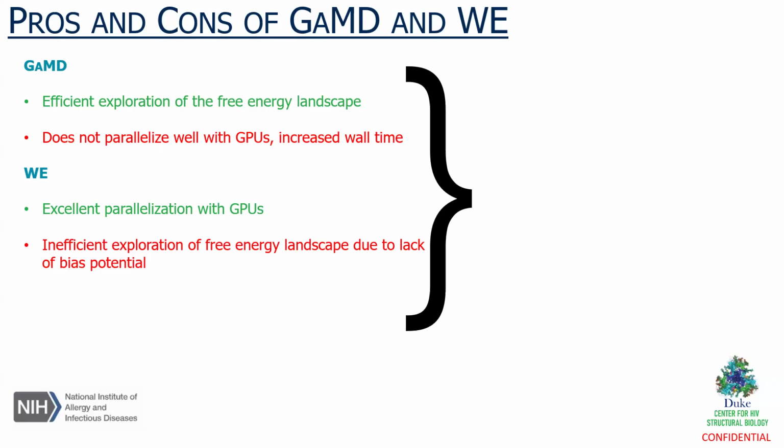and basically that time and the scaling with GPUs can be mitigated by the weighted ensemble method, because weighted ensemble has excellent parallelization with GPUs. But because WE doesn't have a bias potential, the exploration of the free energy landscape is very inefficient, and even though there is excellent parallelization with GPUs, we need to run it for an insane amount of simulation time in order to recreate a free energy surface.